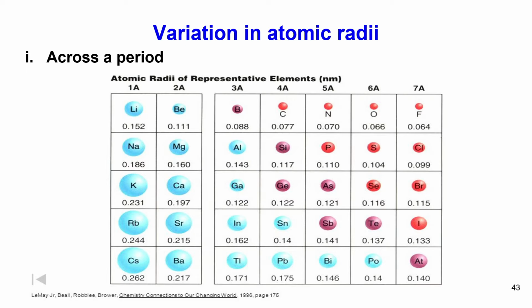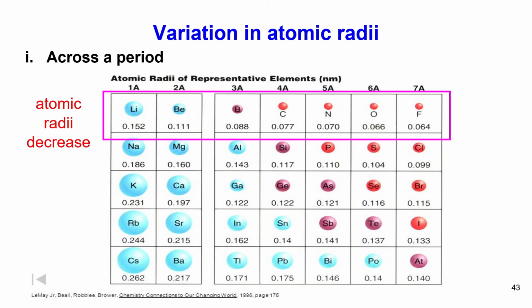Variation in atomic radii across a period. This is the trend, the variation of the atomic radii of representative elements, unsur kumpulan perwakilan, which are group 1, group 2, group 13, group 14, group 15, group 16, and group 17. Atomic radii decreases as we go across a period. Maksudnya daripada kumpulan 1 pergi kumpulan 17, size semakin kecil.